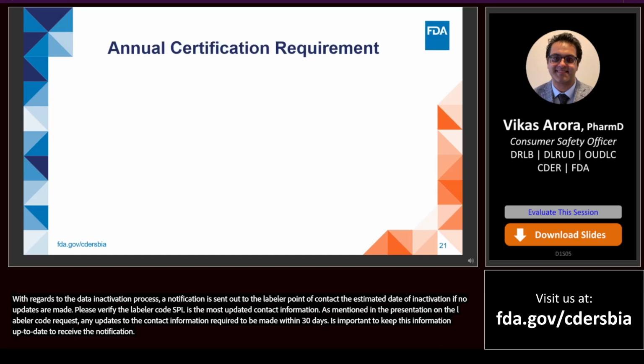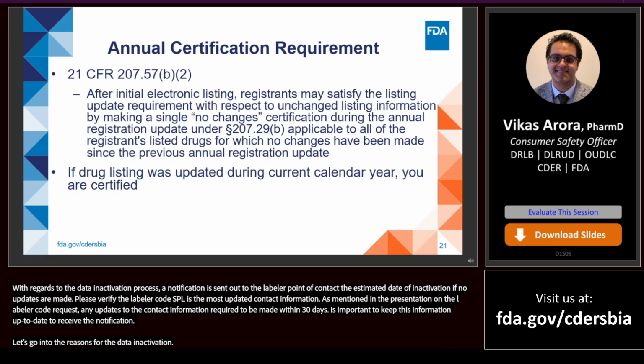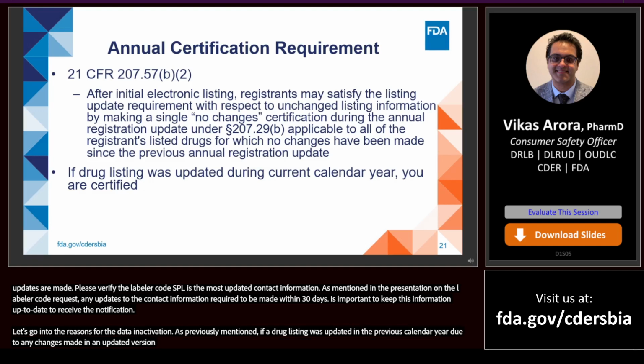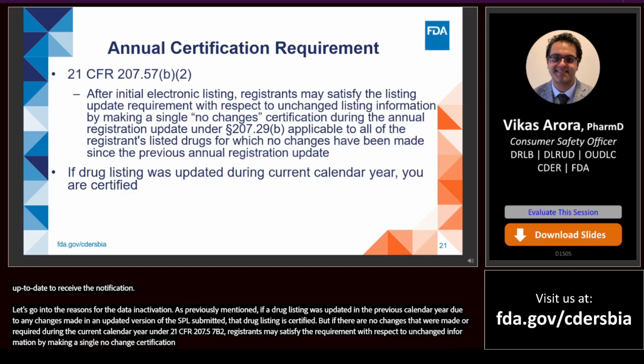So let's go into the reasons for the data inactivation. As previously mentioned, if a drug listing was updated during the current calendar year due to any changes that were made and an updated version of the SPL was submitted, that drug listing is now certified. But if there's no changes that were made or required during the current calendar year, under 21 CFR 207.57(b)(2), registrants may satisfy the listing update requirement with respect to unchanged listing information by making a single no change certification during the annual certification period, which runs from October 1st to December 31st each year.